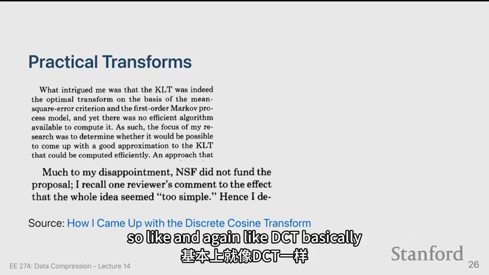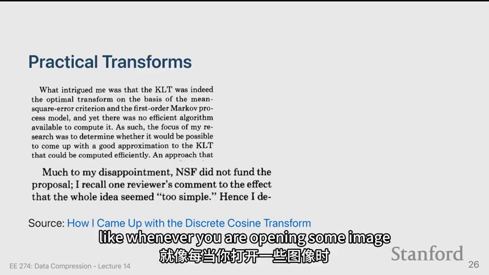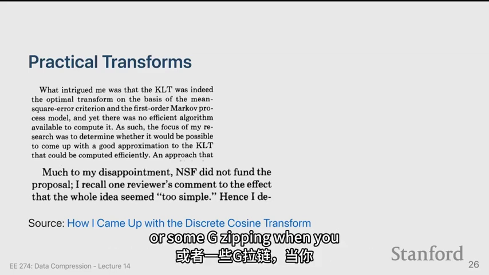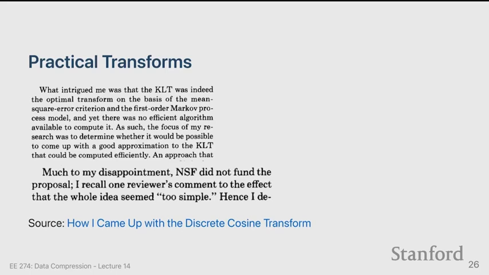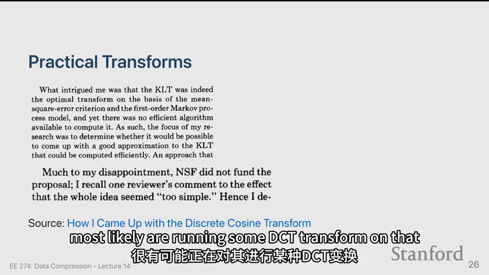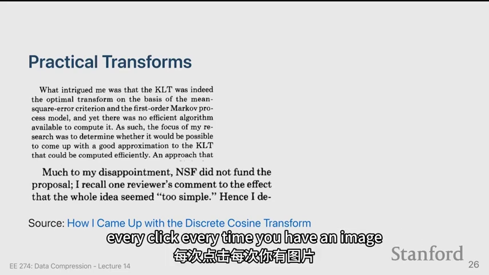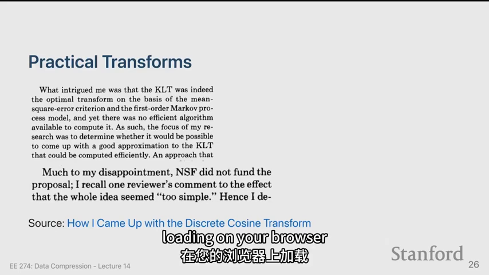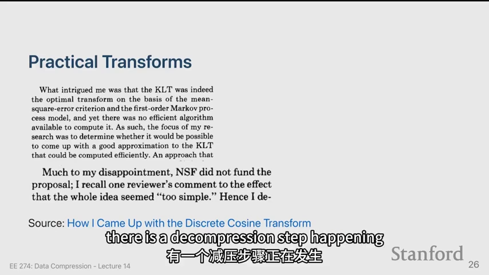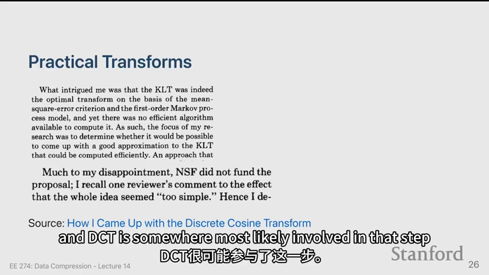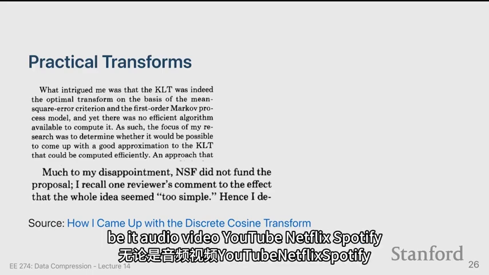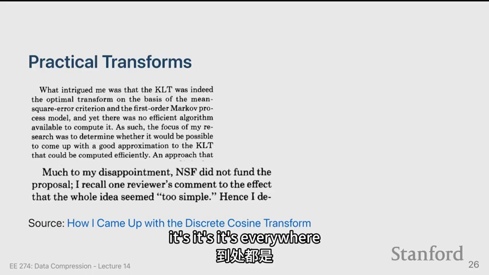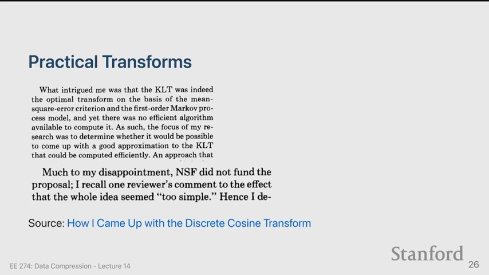And again, like DCT, basically, as Shubham said, whenever you are opening some image or some gzipping, when you open any compressed file on your computer, at least multimedia files, most likely you are running some DCT transform on that every click. Every time you have an image loading on your browser, there is a decompression step happening, and DCT is most likely involved in that step, whatever multimedia it is, be it audio, video, YouTube, Netflix, Spotify, it's everywhere, right? So it has clearly made quite an impact.